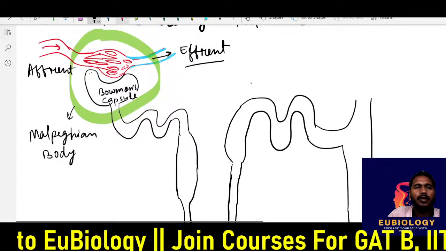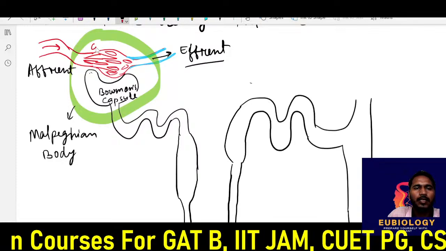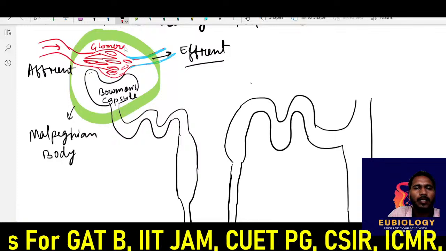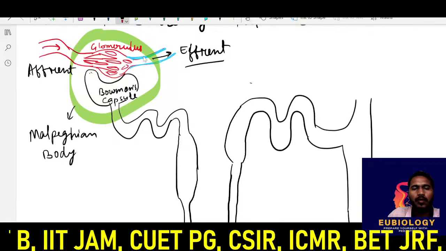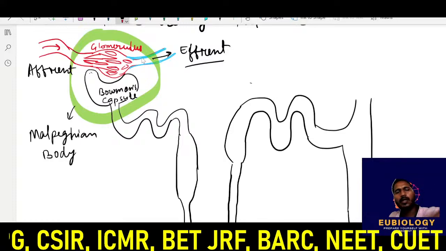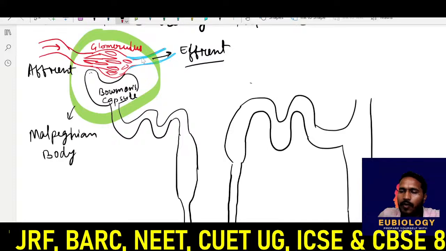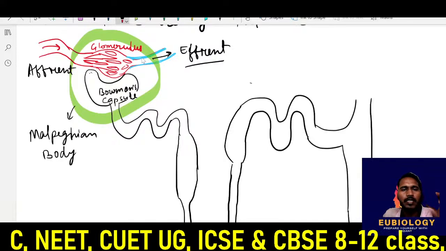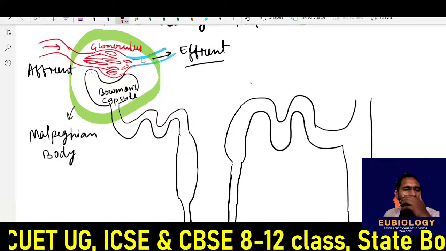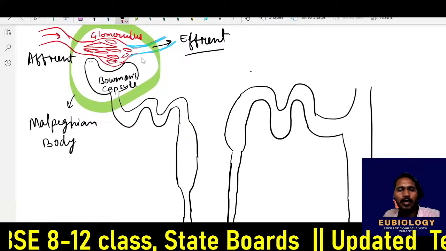Okay, and this is called a glomerulus. Yes, glomerulus, and the Malpighian body part is done. So another part is the renal tubule. So you can divide this nephron into two parts: the Malpighian body, which consists of the glomerulus and the Bowman's capsule, where the filtration will occur, and the remaining is the renal tubule.